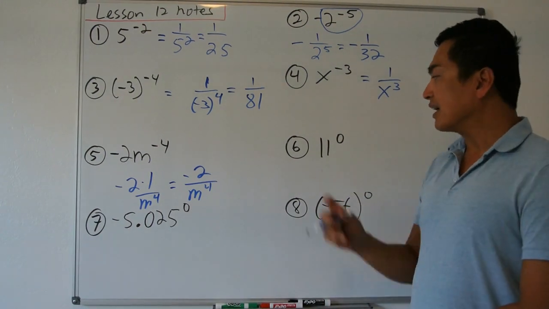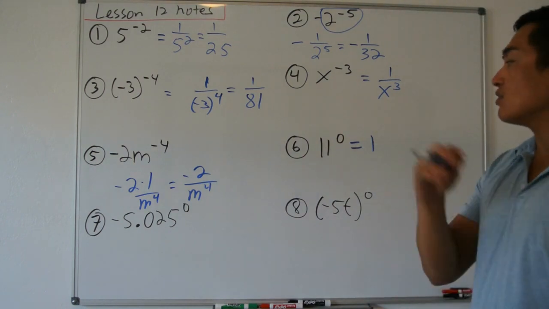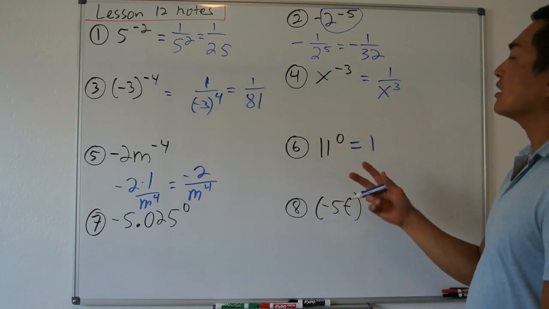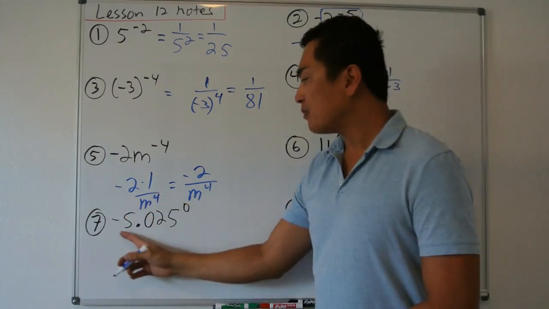Again, I said it earlier, anything to the 0 power is just 1. And then you're done. Anything to the 0 power, it could be letters, it could be numbers, it could be a person, it could be anything. Anything to the 0 power is 1. Alright? Okay, anything to the 0 power is 1.